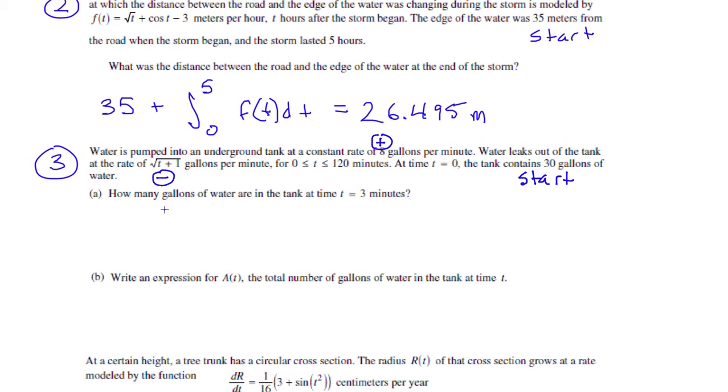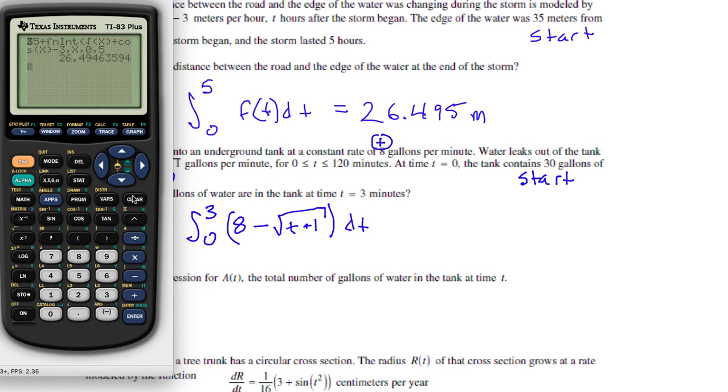So if you ever see how much after a certain amount of time, you're doing start plus change is equal to n. So 30 is our start. Our change is between our start time of 0 to this time 3 of that. Ooh, so it's going to be the positive minus the negative, right? So I'm going to do the positive 8 minus the negative, the square root of t plus 1, all of that thing dt. All right, so I have to type this all in my calculator.